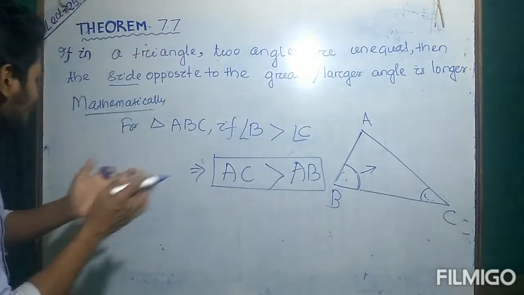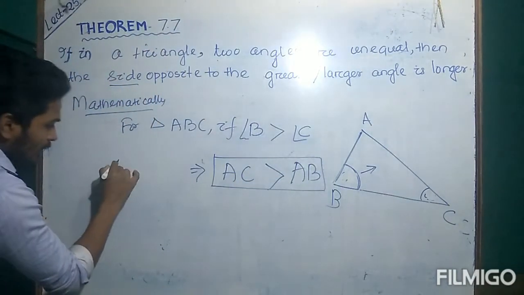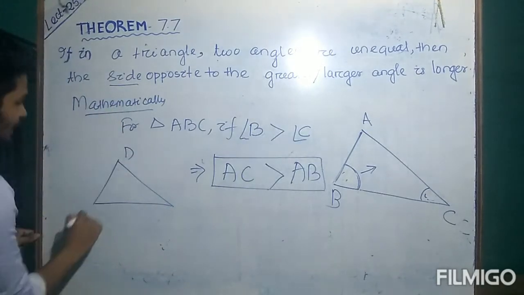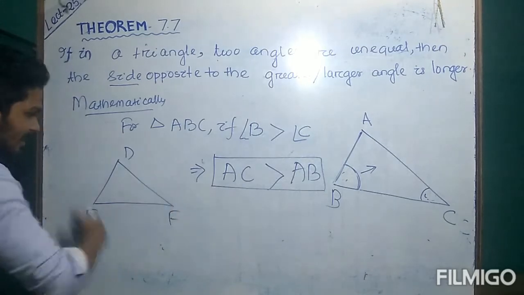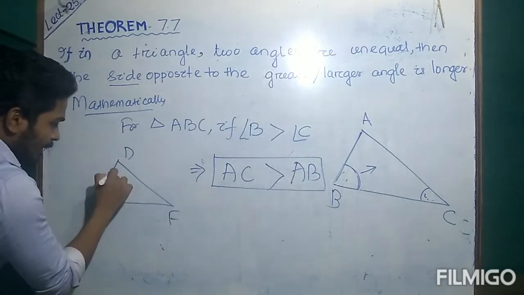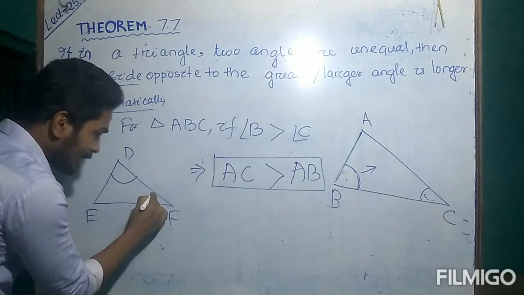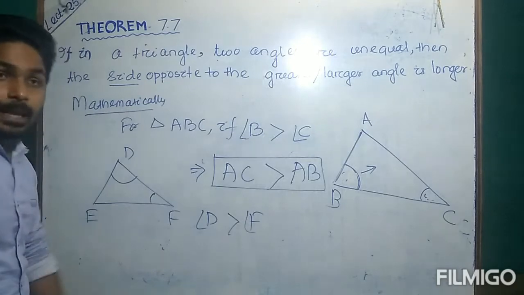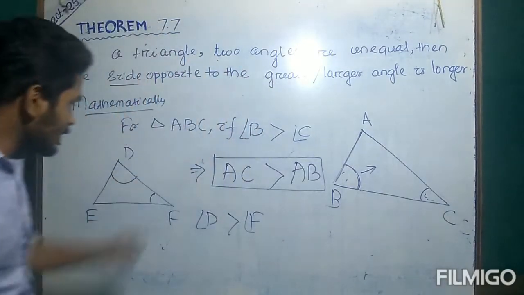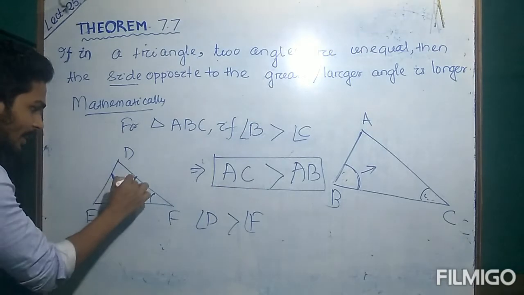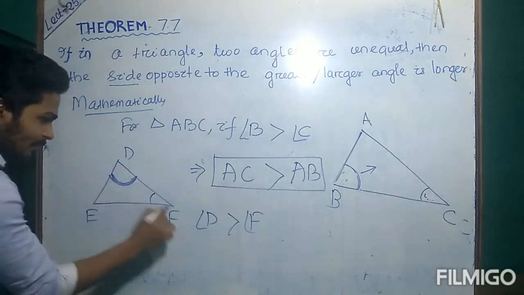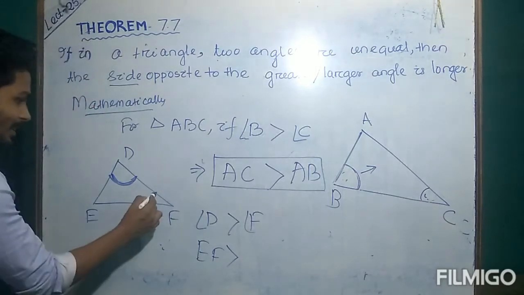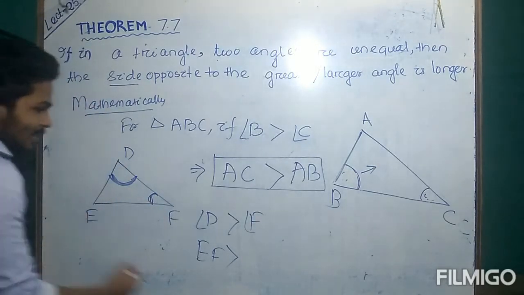So let us take some other examples. Let's say this is another triangle, triangle DEF. In this triangle, let's say angle D is greater than angle F. Then according to theorem 7.7, the opposite side of the larger angle, which is EF, is greater than the opposite side of the other angle, that means DE.